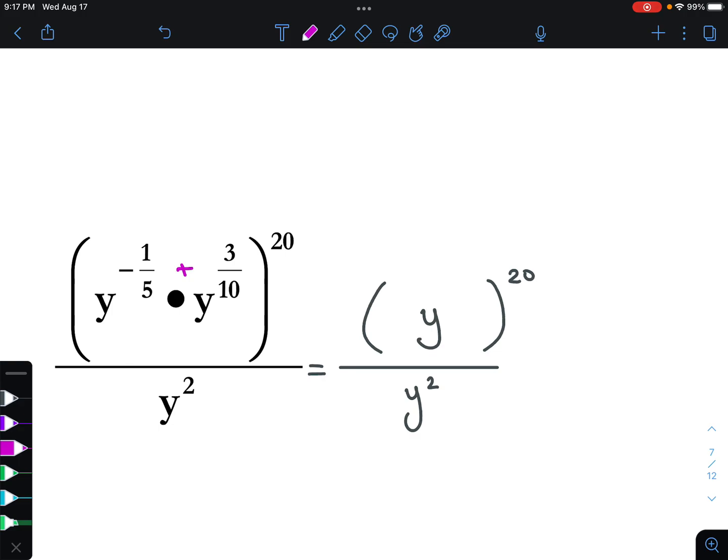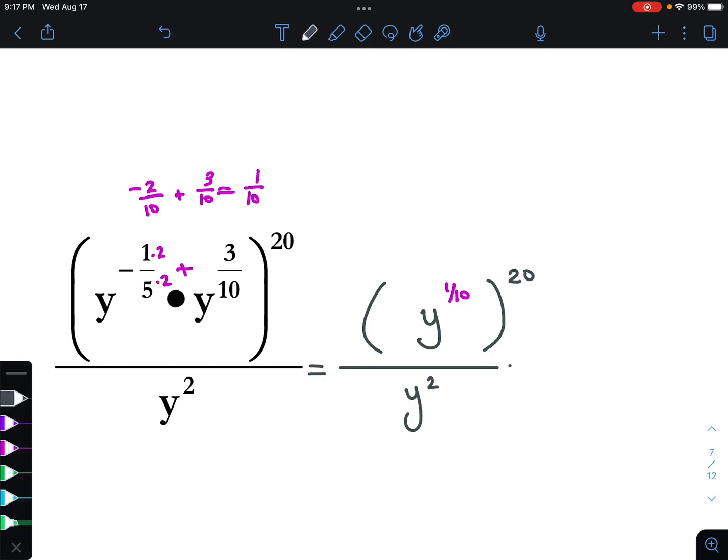In order to add the fractions, they need common denominators. So I'm going to multiply this fraction by 2 on top and bottom to get a common denominator. So this is equivalent to -2/10. So -2/10 plus 3/10 is +1/10. So this is y to the 1/10.